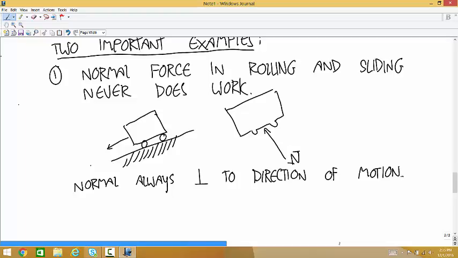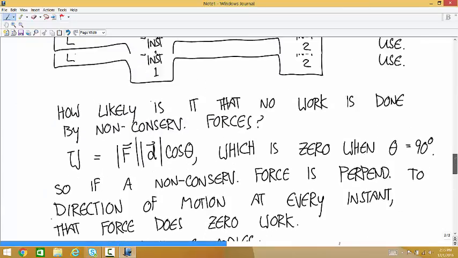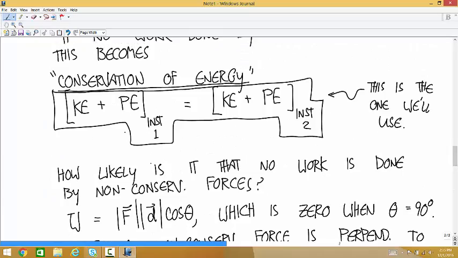So now what that says is that in rolling or sliding problems, say that you have a problem where something's rolling down a hill, the forces acting on the thing are the weight force, which is conservative, and the normal force, which is non-conservative, but it doesn't do any work, and so we can use this simple conservation of energy form. Any questions about that? Anyone?